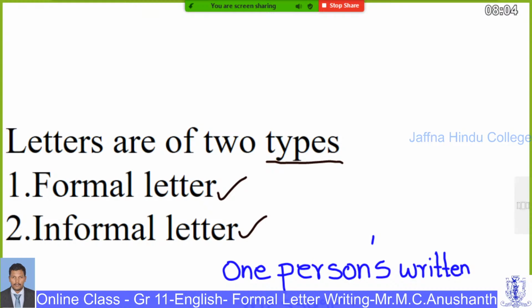Okay, so as I said earlier, today we are going to learn how to write informal letter. Sorry, I am very sorry. Today you are going to learn how to write a formal letter. Okay, students? How to write a formal letter. Okay, let's go.